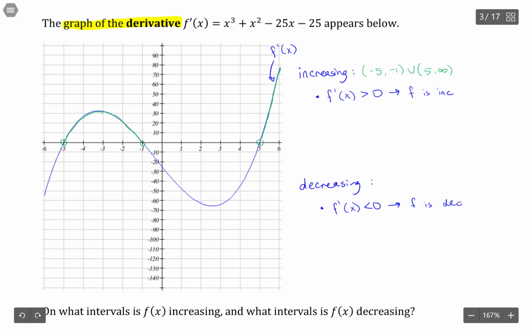All right, where is the function decreasing? Well, the function is decreasing where the derivative is less than 0, or below the x-axis. So from here up to this point, and we don't include the critical point where things change, and then down here, the derivative is less than 0. So we're decreasing then on the intervals from -infinity to -5, and then again from -1 to 5.